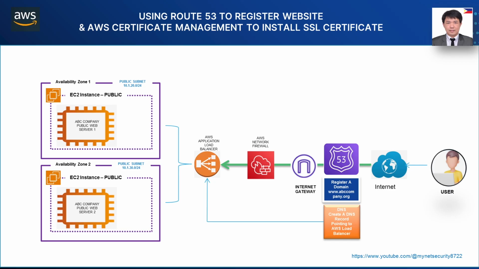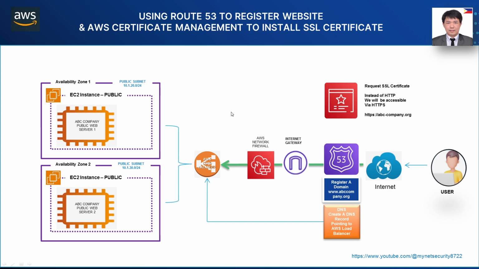so that everybody who wants to go to our domain name, for example www.abc.org, it will forward to Route 53, and Route 53 will forward the packet to the load balancer, and the load balancer will find a way to go to the EC2 web server. After that, we will request an SSL certificate so that our website will be secure.